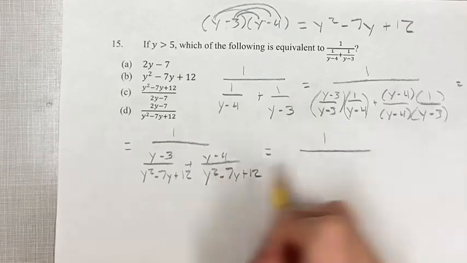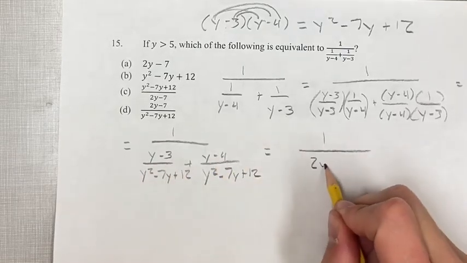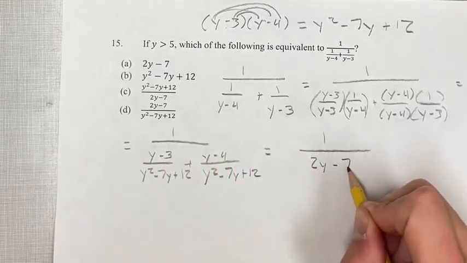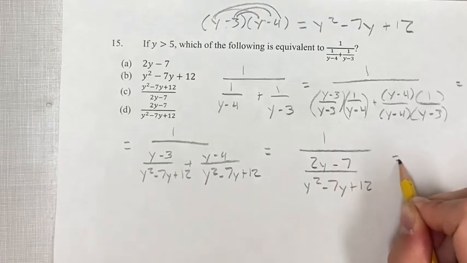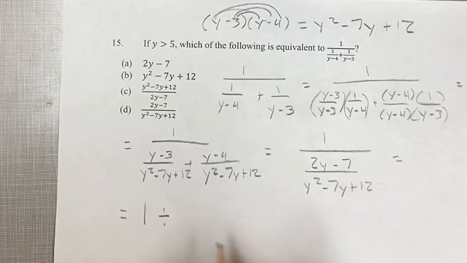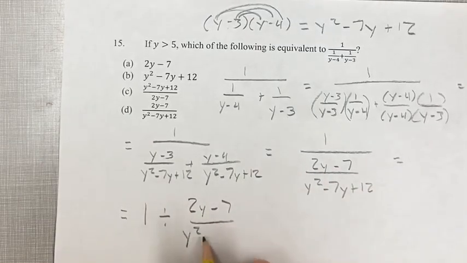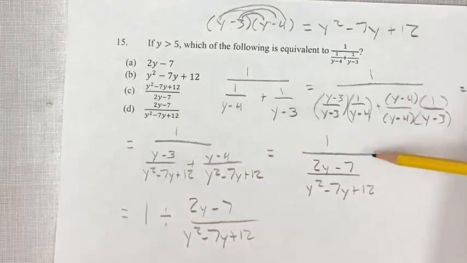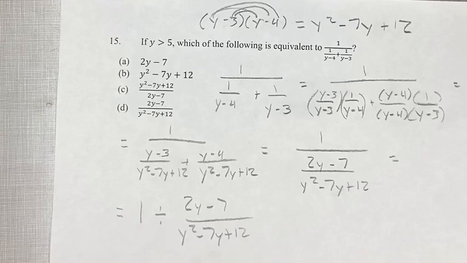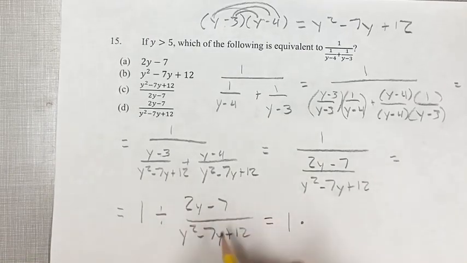So in the overall denominator, we have two fractions with a common denominator, so therefore we can add the numerators. So we have y plus y is 2y, minus 3 minus 4 is minus 7, over y squared minus 7y plus 12. So this is equal to 1 divided by the denominator, which is 2y minus 7 over y squared minus 7y plus 12. Why did I rearrange this from 1 over to 1 divided by? Well, they mean the same thing, and now it's easier to see that we can do 1 times this flipped.